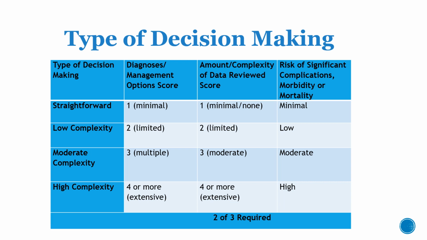Conversely, let's say under diagnoses, management, and options, your score was a 3. Under amount and complexity of data reviewed, your score was a 3. And under risk of significant complications, morbidity, and mortality, your score was high. You would then code this visit as moderate complexity because 2 of those 3 elements are in the moderate complexity.